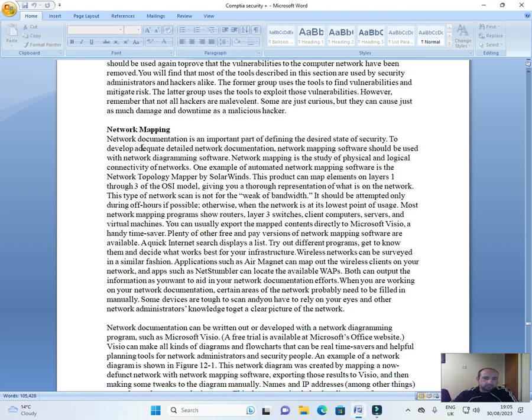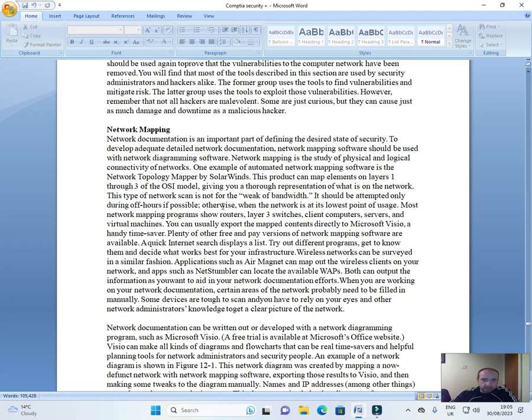Network mapping. Network documentation is an important part of defining the desired state of security. To develop adequate detailed network documentation, network mapping software should be used with network diagramming software. Network mapping is the study of physical and logical connectivity of networks. One example of automated network mapping software is the Network Topology Mapper by SolarWinds. This product can map elements on layers 1 through 3 of the OSI model, giving you a thorough representation of what is on the network.